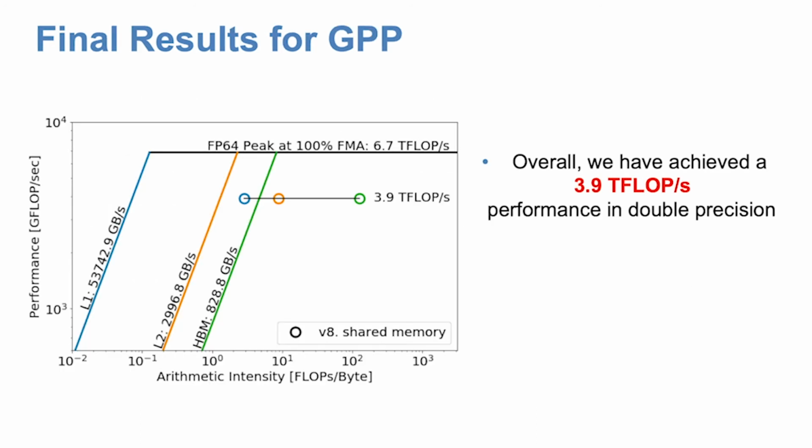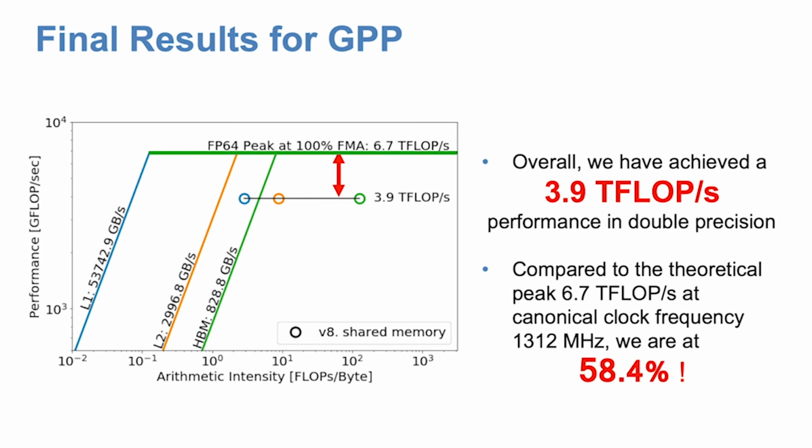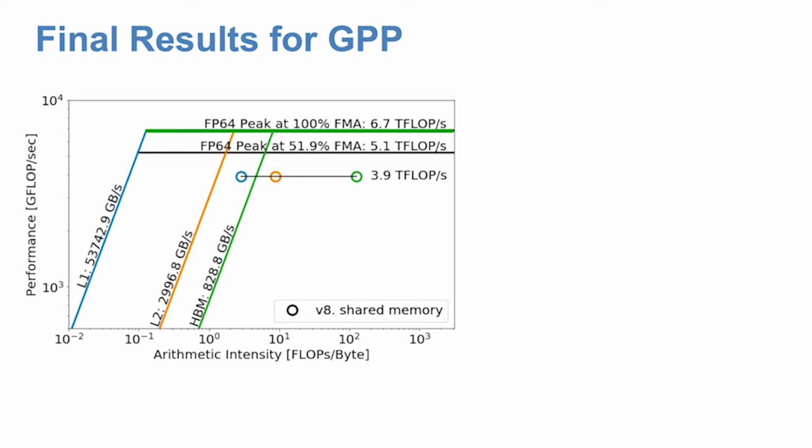With these optimizations, our performance has landed at 3.9 teraflops. And if we compare to the peak, 6.7 teraflops, we are at 58% hardware utilization. This 6.7 is for 100% FMA ratios, but you probably know that almost no applications can reach 100% FMA ratio. So it's almost meaningless to compare to that peak.